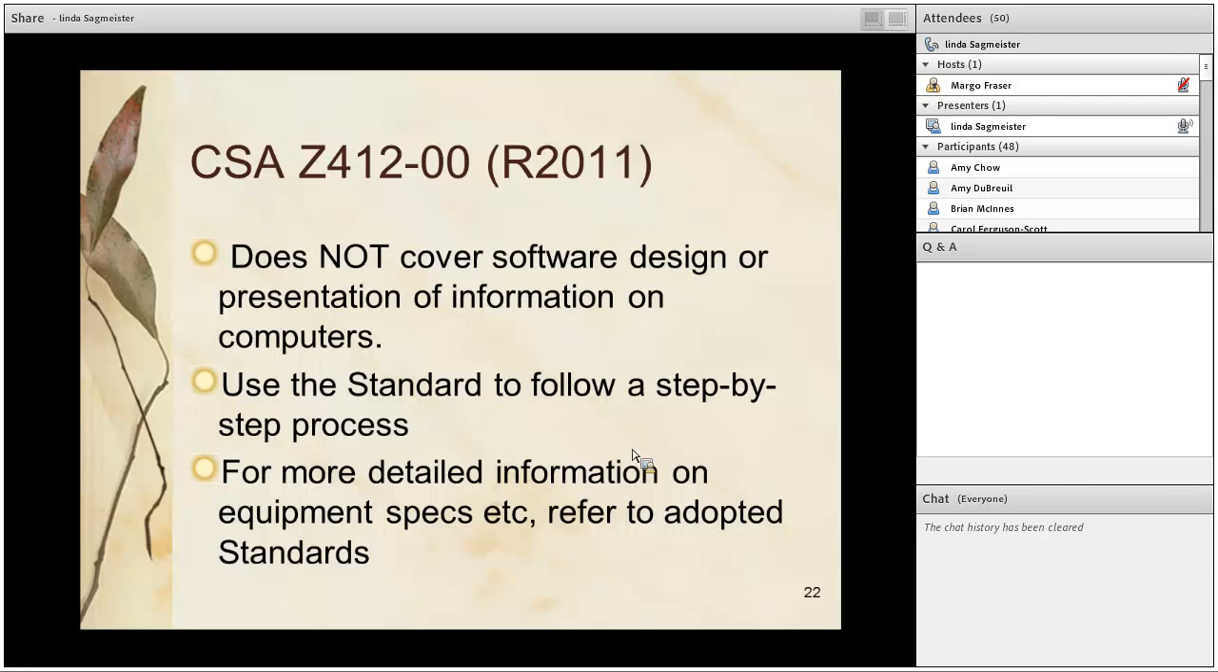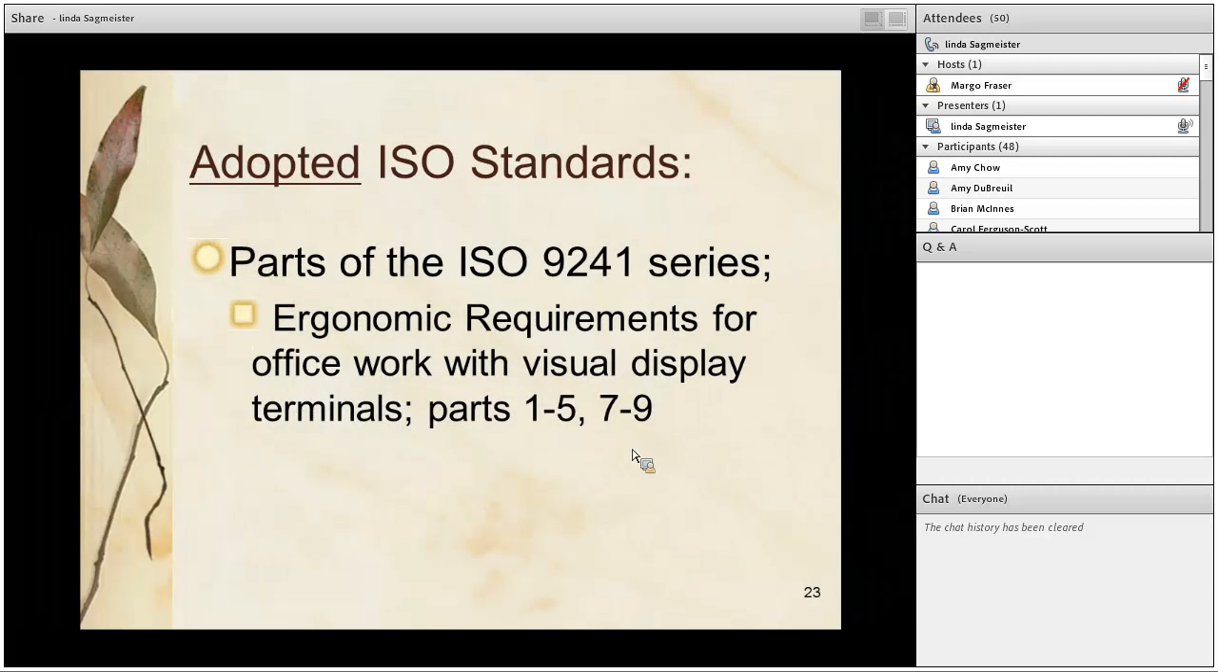But it may not be the kind of detail that people are looking for necessarily where VDT or video display terminals are concerned, or I guess that's another terminology that's probably going out the window soon. But what the CSA standard development came up with here in 2000 was that they would adopt parts of the ISO 9241 series, which is called Ergonomic Requirements for Office Work with Visual Display Terminals. So they adopted these parts that I've got listed here, and there are more parts out there, but these are the ones that Z412 adopted as theirs. So they really are a part of it.